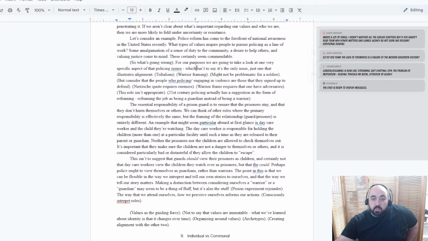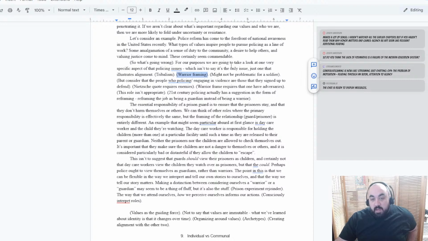For our purposes, we're going to take a look at a very specific aspect of policing issues, which isn't to say it's the only issue, just that it illustrates the alignment. And that is, we're going to think about how tribalism affects policing, and in particular, the frame that a lot of police officers tend to occupy in terms of how they view themselves is they view themselves as a warrior.